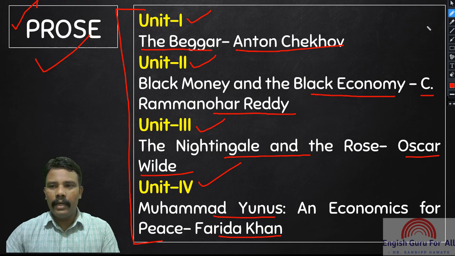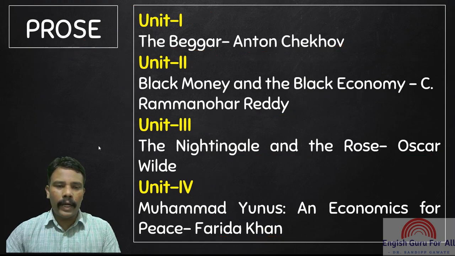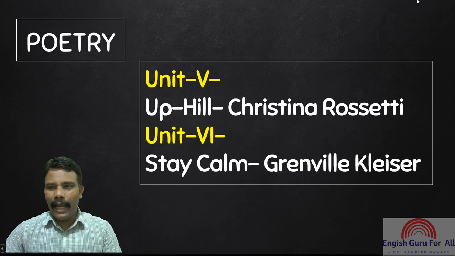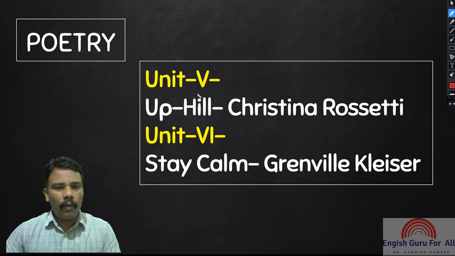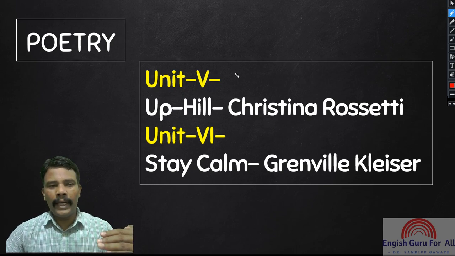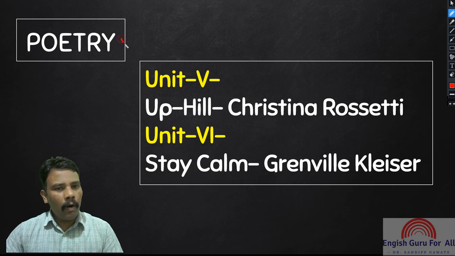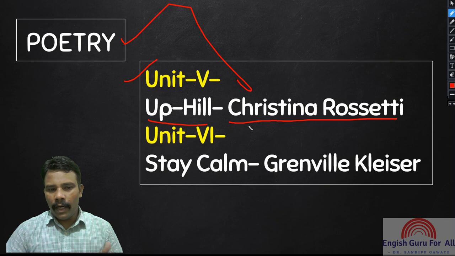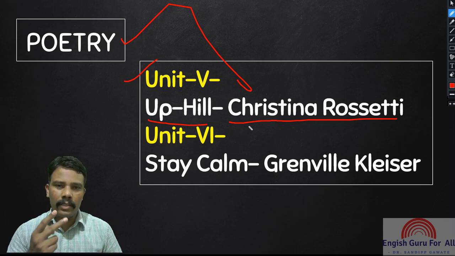Hope it is clear. Now we are going to see what is the next section. Definitely, what is that? Poetry. And in this section we are going to discuss 2 poems. Already I mentioned 4 units under the prose section. Now under the poetry section there are 2 units. Unit number 5. What is unit number 5? That is Uphill, and this is a poem written by Christina Rossetti. So here you need to understand, under the poetry section we are going to discuss 2 poems.